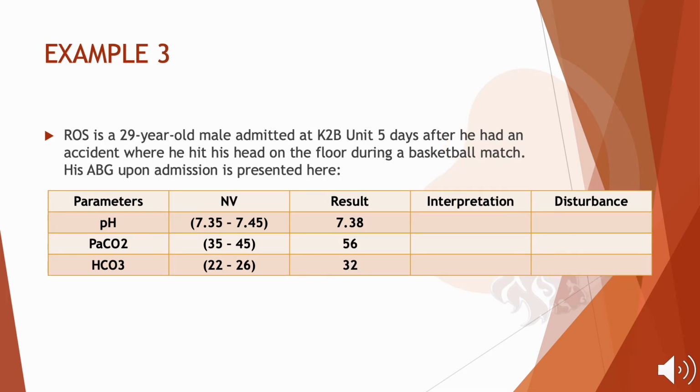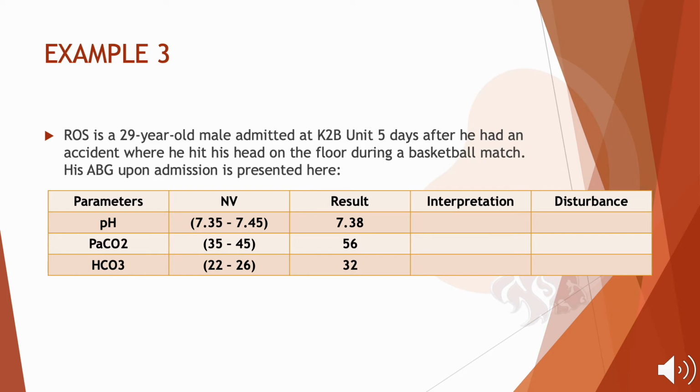Next example, we have ROS, a 29-year-old male admitted at K2B unit 5 days after he had an accident where he hit his head on the floor during a basketball match. His ABG upon admission is presented here. He has a pH of 7.38, partial pressure of carbon dioxide of 56, and bicarbonate of 32.